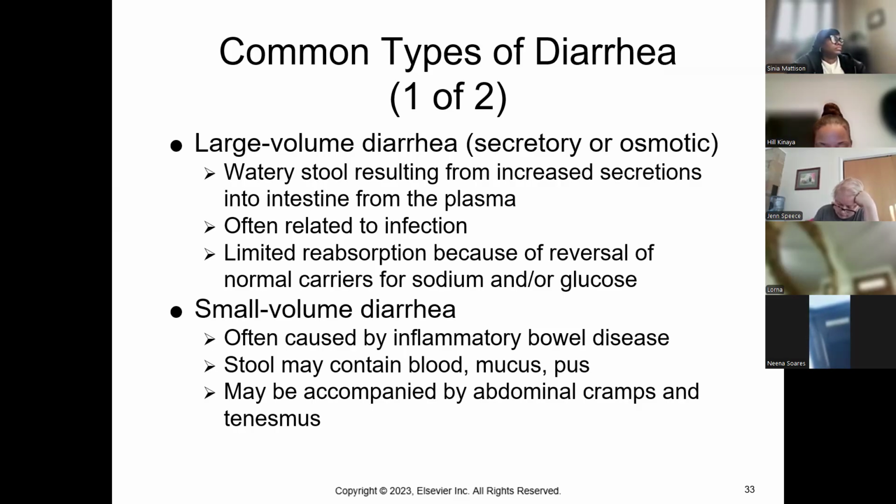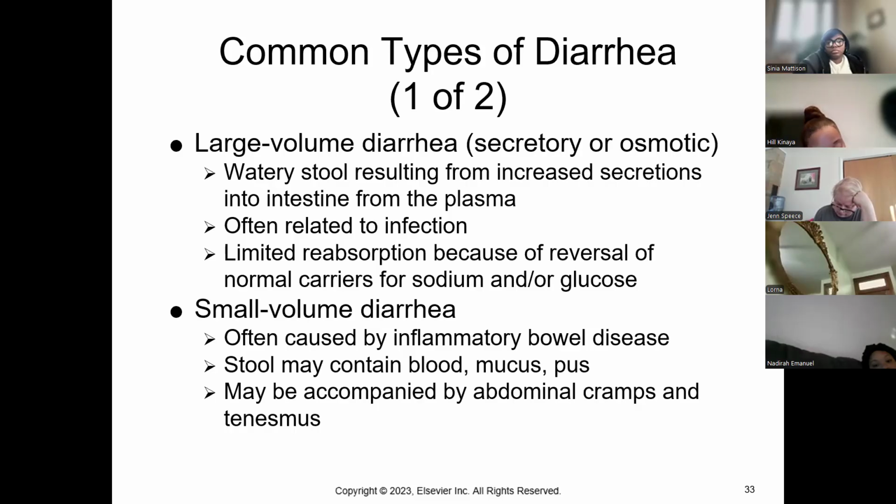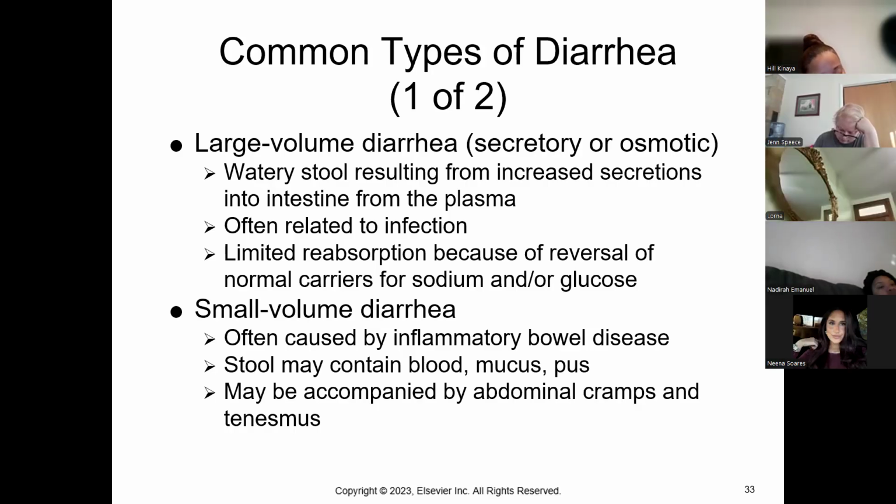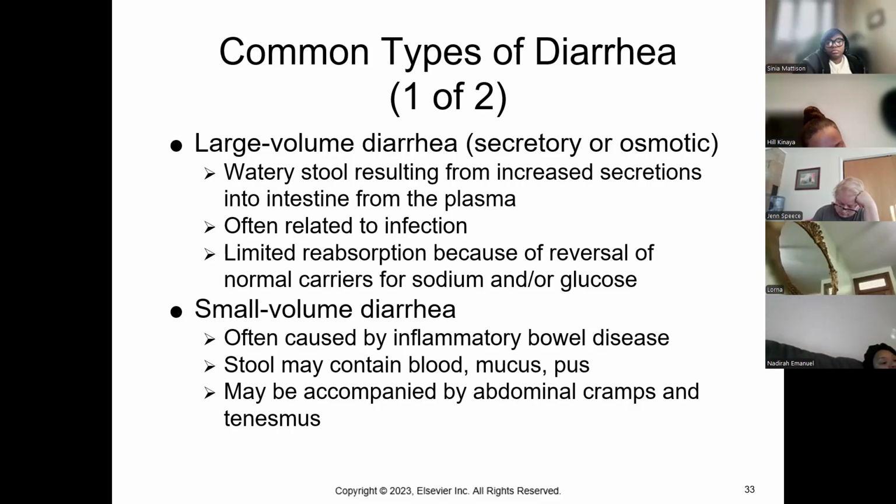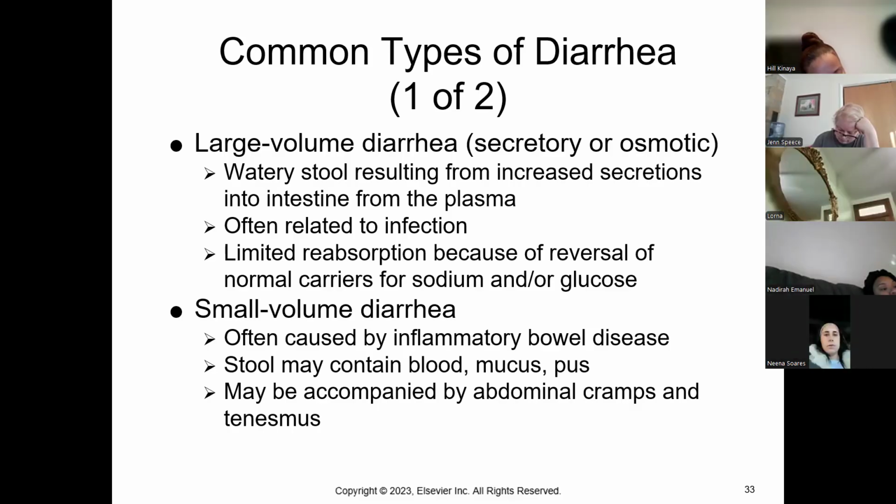Large volume diarrhea is osmotic. Think about it, I said the same thing about the large amounts of urine. They're osmotic because there are so many large particles in there. So large volume diarrhea, the same thing. Osmotic, it causes a watery stool. And usually this is because of increased secretions into the intestine. It can be related to infection.